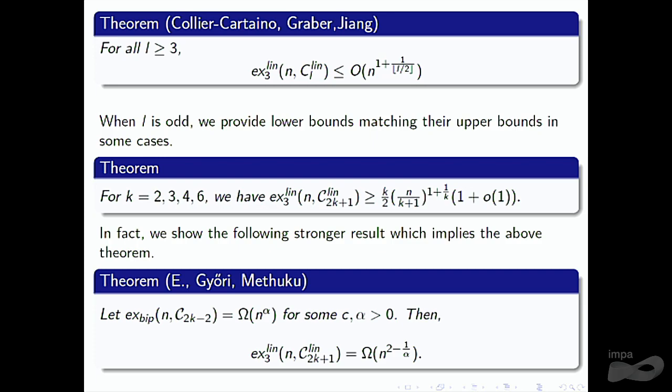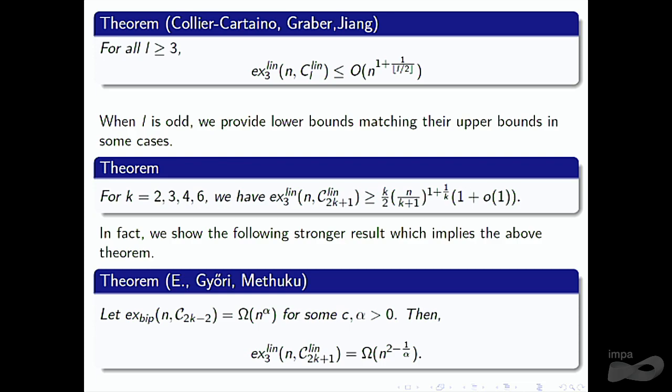Collier-Cartiano, Graber, and Jiang. It was that if L is more than 3, we forbid linear cycles instead of Berge cycles. And if we forbid a linear L cycle, they prove that the upper bound is of order of magnitude n to the 1 plus 1 over floor of L over 2. So what we did, we decided to match this bound, but for odd cycles, because our construction was working for odd cycles.